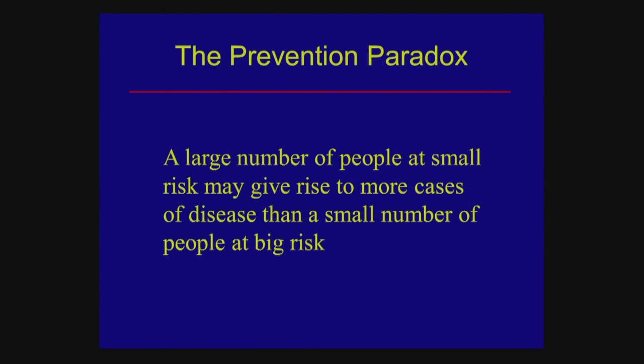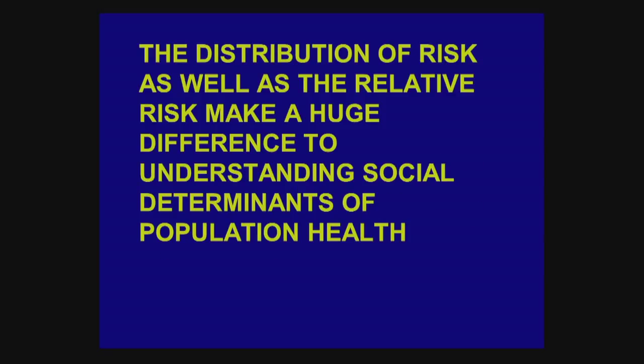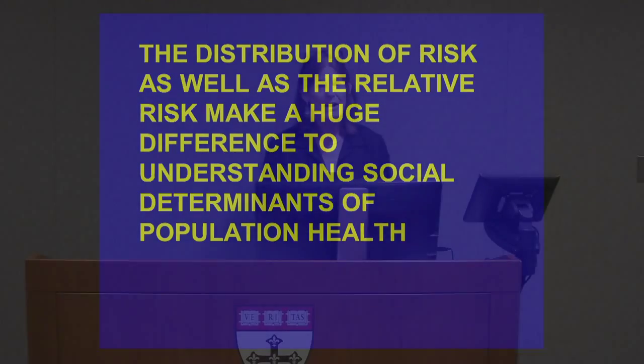So again, this gives rise to a prevention paradox in which a large number of people at small risk may give rise to more cases of disease than a small number of people at a big risk. So the lesson here, and the thing that I think is very important from the social determinants approach, is that the distribution of risk, as well as the relative risks, makes a huge difference to understanding social determinants of population health. So throughout the rest of this course, I want you to think of both of those things simultaneously.